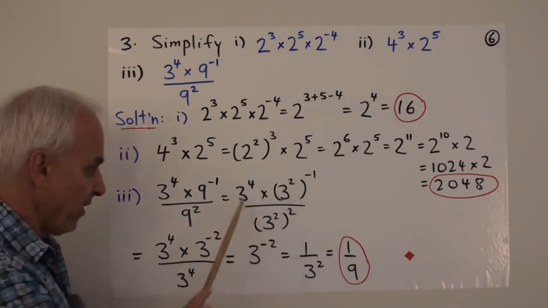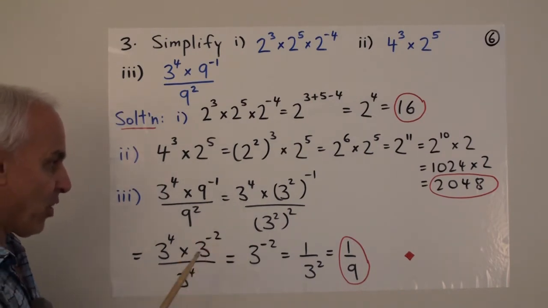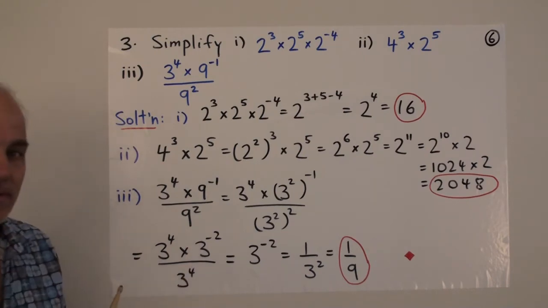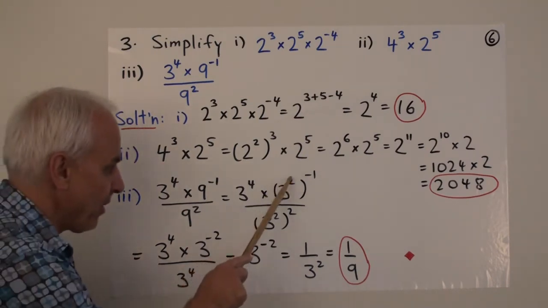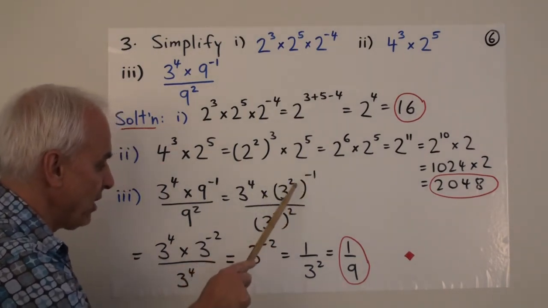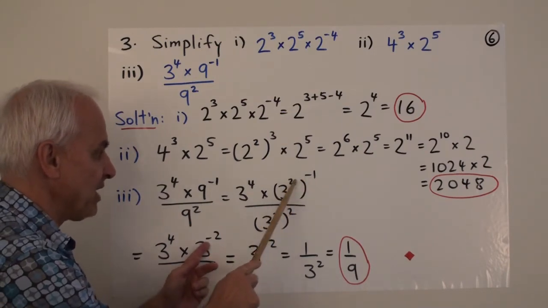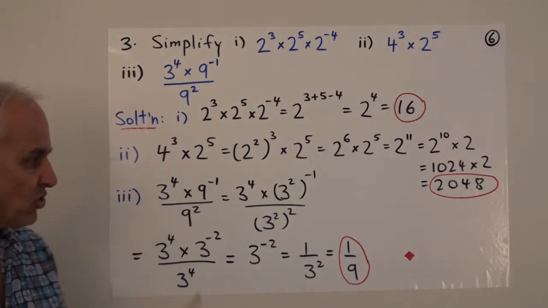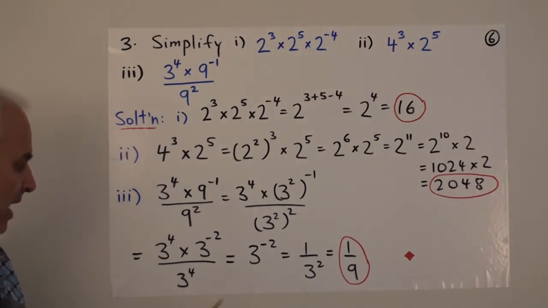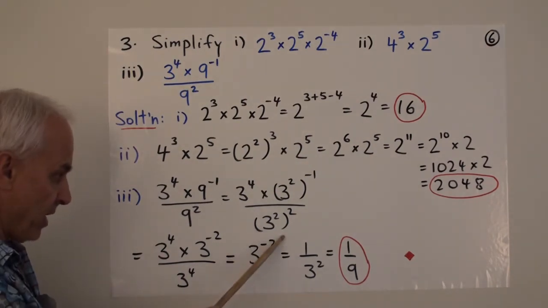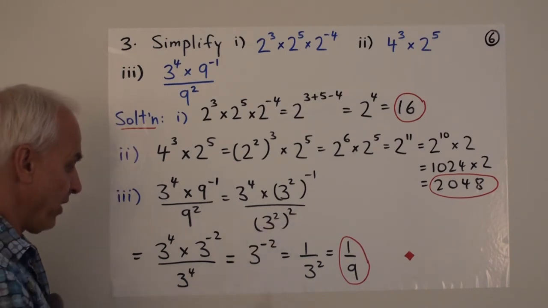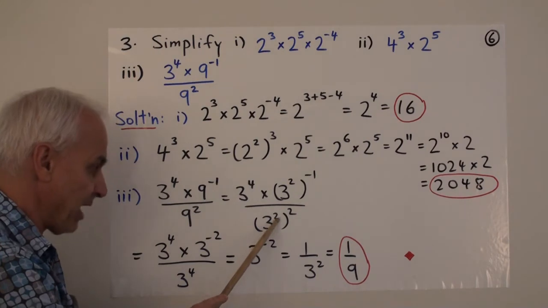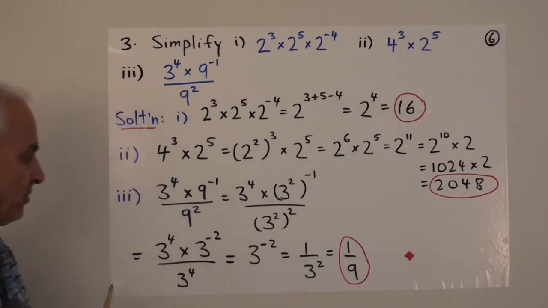Now we have to simplify this, and we can do that because we know that 3 squared to the minus 1 is 3 to the minus 2. This is an exponent to an exponent, so the result is to multiply the exponents. 2 times minus 1 is minus 2. And in the bottom here, we have 3 squared all squared. That's 3 to the 4th. Again, it's a question of multiplying this 2 times that 2.